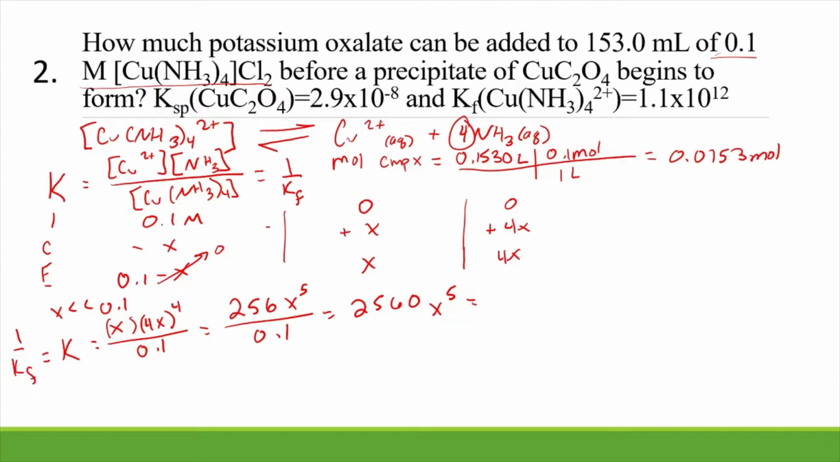So 1 over Kf then is 1 over 1.1 times 10 to the 12th power, and that gets us 9.09 times 10 to the negative 13th. So you divide both sides by 2560, and then you take the 1/5 root, or put everything to the 1/5 power, and you get that X is equal to 8.13 times 10 to the negative 4th molar. And this is equal to our concentration of copper 2 plus. We are not done though.